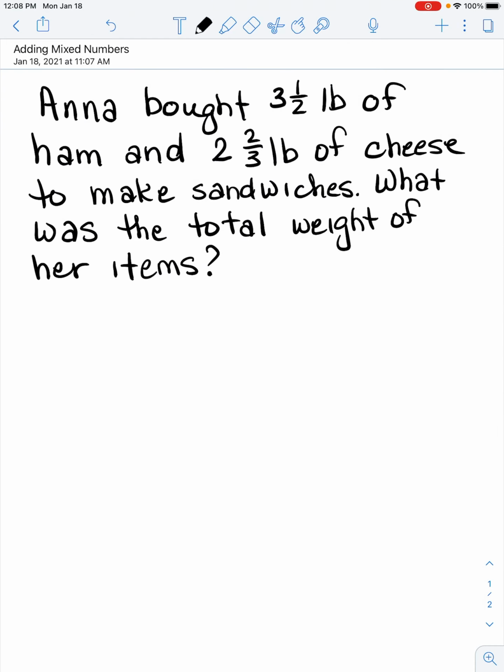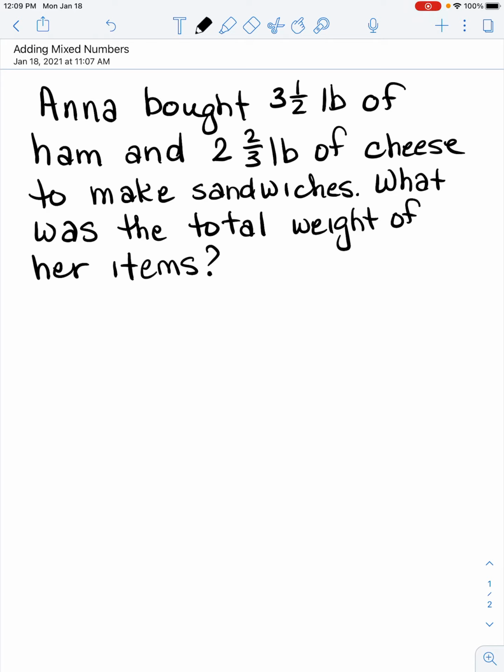Let's see if we can add some mixed numbers. Here we have a problem. Anna bought 3.5 pounds of ham and 2 2/3 pounds of cheese to make sandwiches. What was the total weight of her items? So we want to know if we add 3.5 and 2 2/3, what will we get?